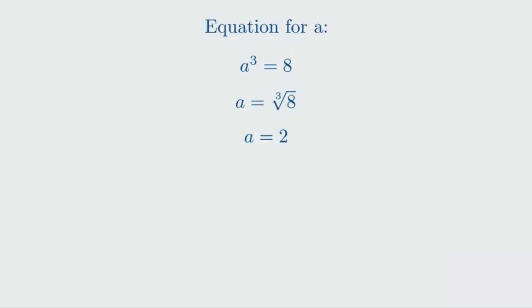Now let's find the value of b using the constant term equation. Our equation is b cubed equals negative 3 square root of 3. To find b, we take the cube root of both sides. So, b equals the cube root of negative 3 square root of 3.